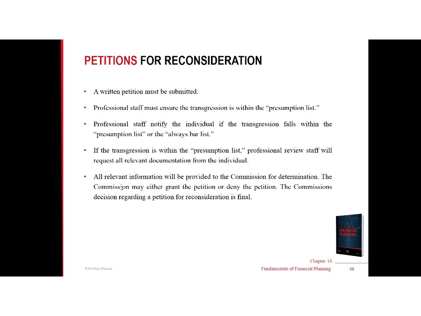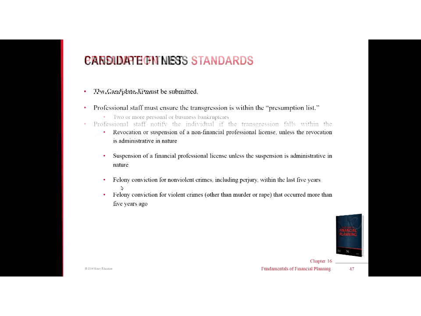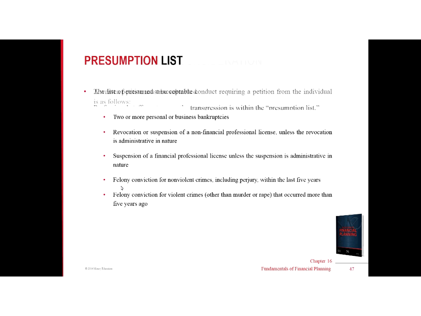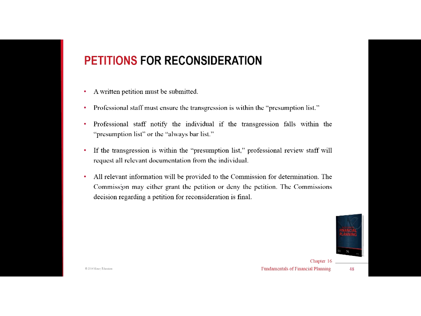So here's how you appeal. A written petition must be submitted, and then make sure that it's on the presumption list and not on the definitely banned list. Here on slide 46, make sure it's on slide 47. Then you can provide relevant documentation and make an argument to the commission for determination.